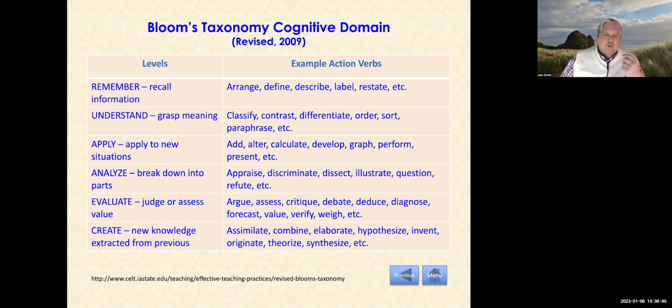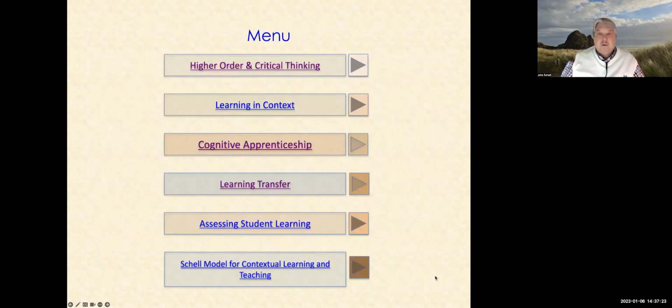Now, what we're looking for is at least a minimum of application and analysis. So now that's going to move us up into this higher order process here. We want students to be able to judge and assess the value. But look at some of these action verbs that you might use in thinking about creating learning objectives. Evaluate and create are two of the higher order things. And if we're ambitious about learning transfer, we're going to be working at least in these three areas right here. All right, well, let's return back to our menu. I don't want to get hung up too much in this.